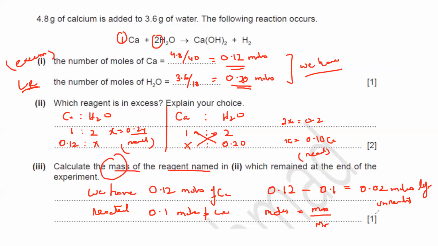So the moles of calcium which are unreacted are 0.02. Mass we don't know, and the molar mass of calcium is 40. So this 40 is divided, on the other side it will be multiplied. So it will be 0.02 multiplied by 40. So what mass of calcium will be unreacted? It will be 0.8 gram of calcium unreacted.